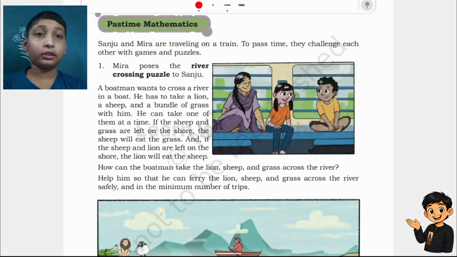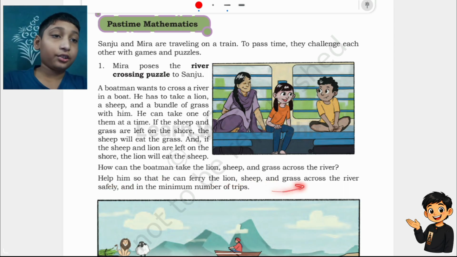A boatman wants to cross the river in a boat. He has to take a lion, a sheep, and a bundle of grass with him. He can take only one of them at a time. If the sheep and the grass are left on the shore, the sheep will eat the grass. And if the sheep and the lion are left on the shore, the lion will eat the sheep. How can the boatman take the lion, sheep, and grass across the river? Help him so that the ferry can carry the lion, sheep, and grass across the river safely.